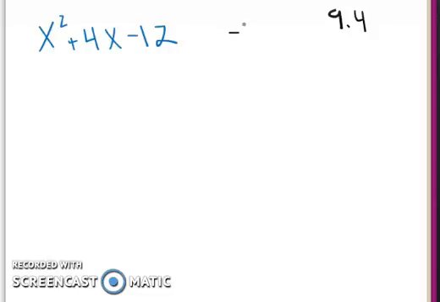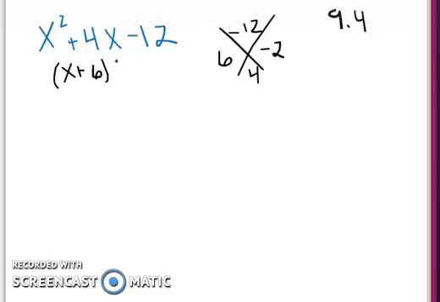So to factor, we get negative 12 and 4. And the two numbers that multiply to give me negative 12 and add to give me 4 are going to be a positive 6 and a negative 2. Now, if you recall, we can do a little shortcut on this, where we do x plus 6 and x minus 2, but we already know the answer is going to be x equals negative 6 and positive 2.